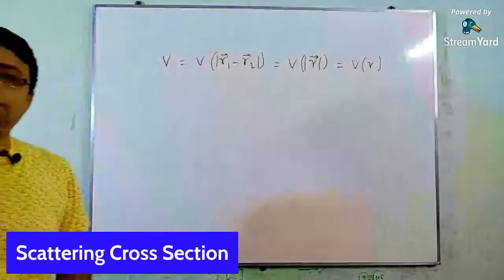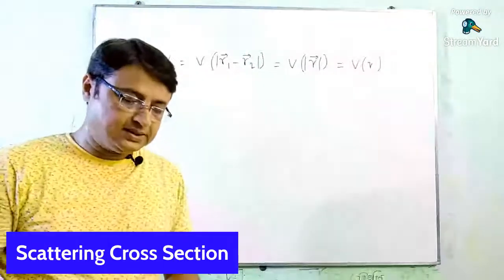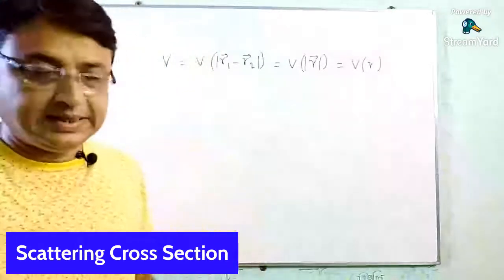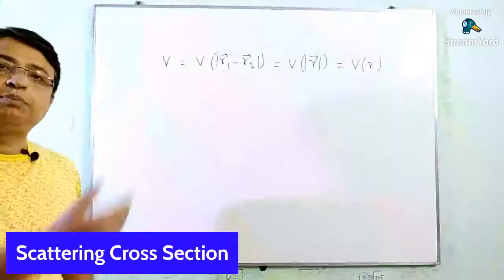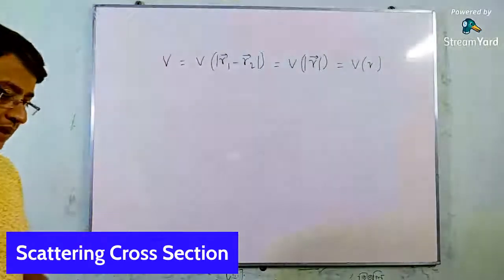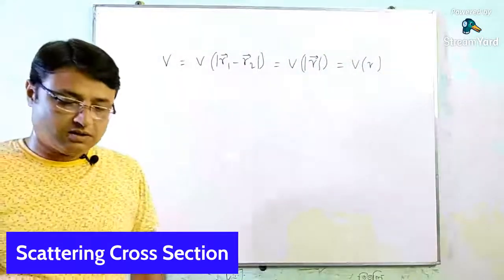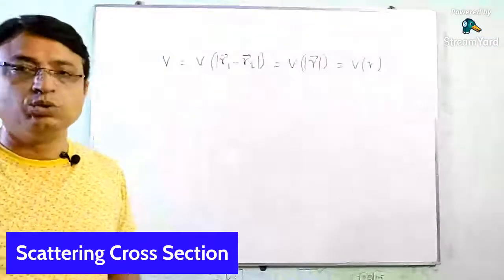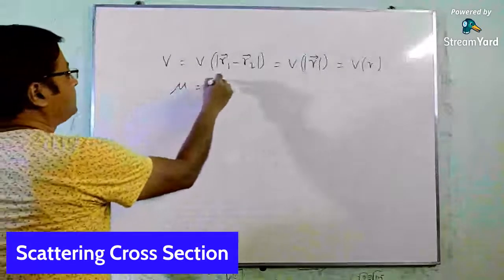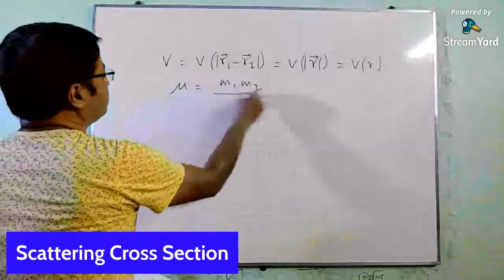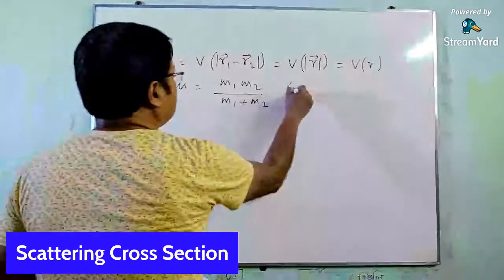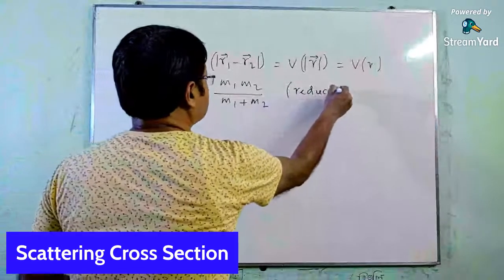In that case, the time independent Schrodinger equation, where the potential depends like this, for a particle of mass mu equals m1 m2 by m1 plus m2. You can recall it as the reduced mass, that is mu equals m1 m2 by m1 plus m2, and this is the reduced mass.